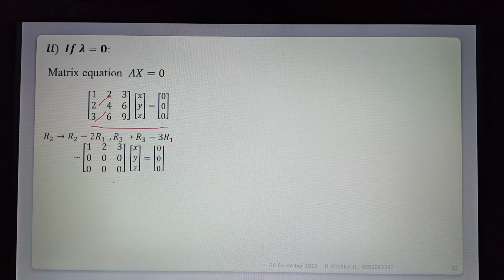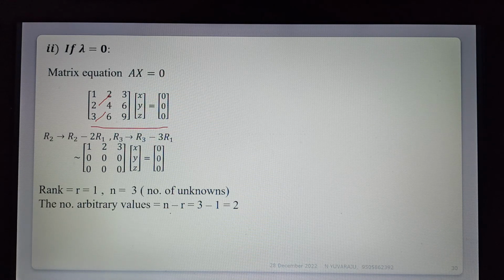So the rank is equal to 1 and the number of unknowns is 3. The rank is less than 3, so there are infinitely many solutions. The number of arbitrary values, n minus r, is equal to 3 minus 1, which is equal to 2.